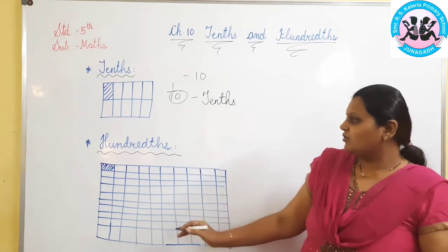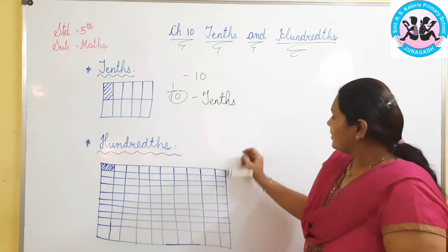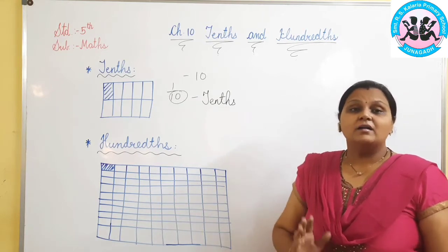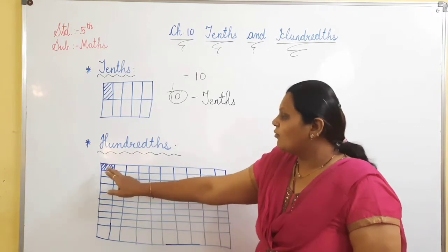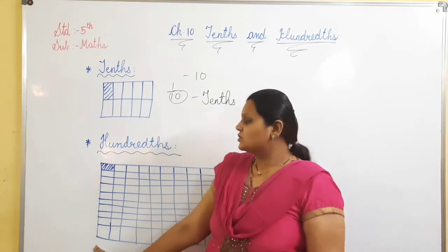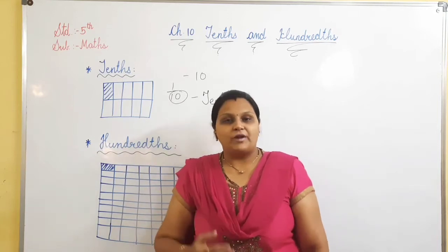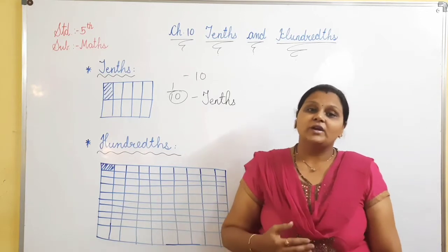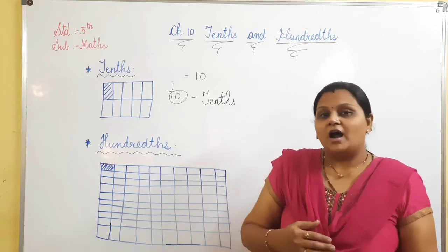Same way, second word is hundredths. What is hundred? Hundred means a simple word, that is 100. But hundredth means what? 1/100. 1 means one part is colored out of 100 boxes. So out of 100 parts, if I want to write it in a fractional form, I will write as 1/100 and I can read it as one hundredth. So this is the word of hundredths.